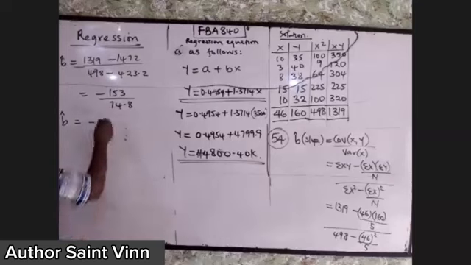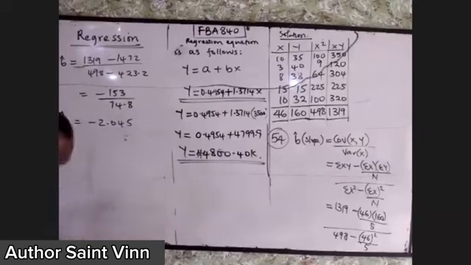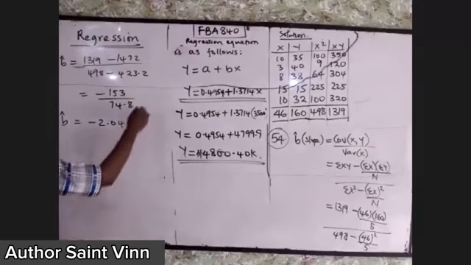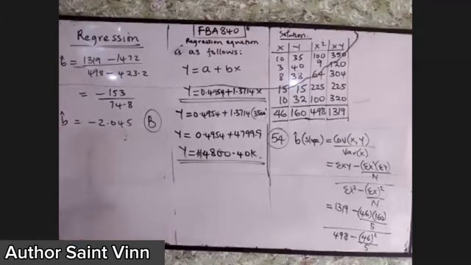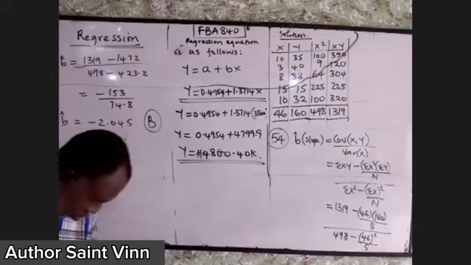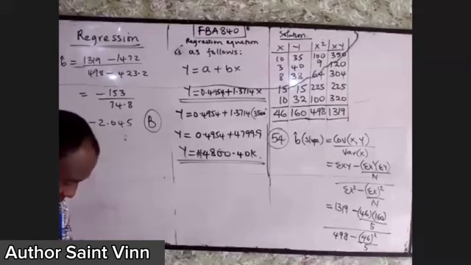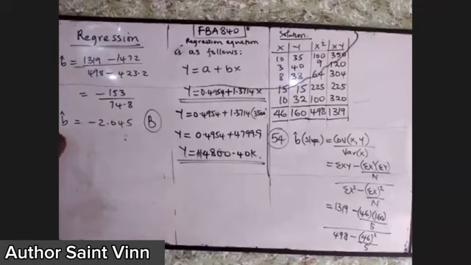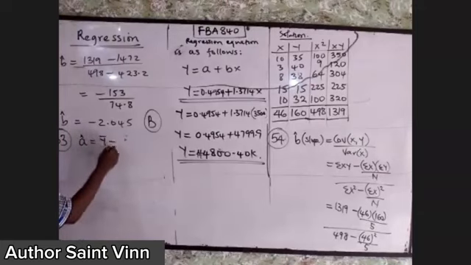45. 0.5. Good. Our answer is what? B. Number 54. The answer is 4. And to solve 53, which is A, is equal to the mean of Y minus B estimate times X bar.